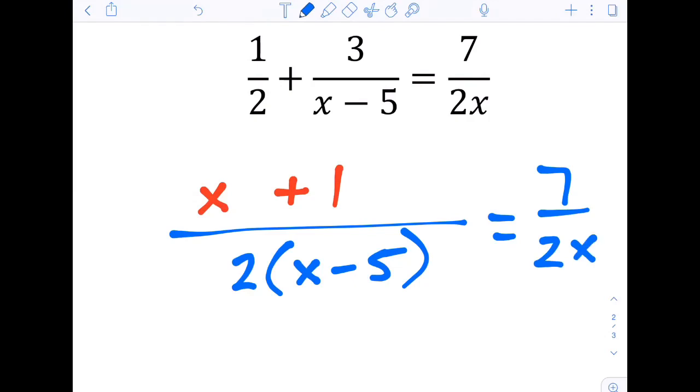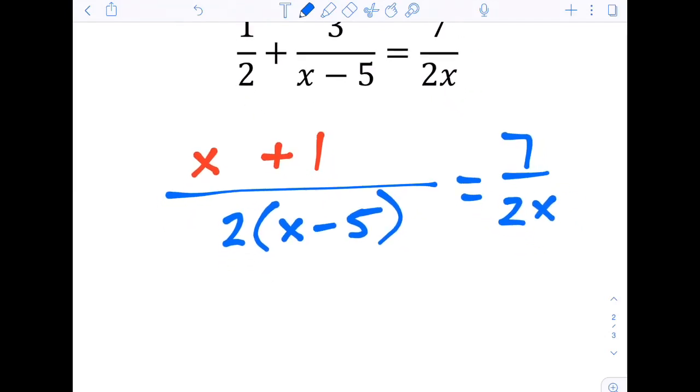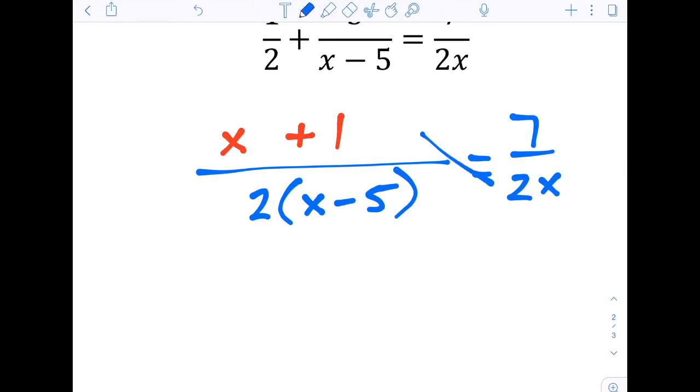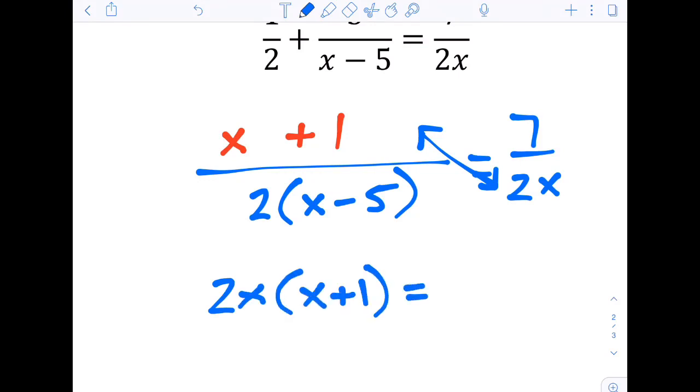Then I have a fraction on the left side and a fraction on the right side, so we can cross multiply. Remember, when you cross multiply, you take the bottom times the top. 2x times x plus 1, which is just 2x(x plus 1). Then we multiply 7 times the bottom, so 7 times 2 times (x minus 5). 7 times 2 is 14, times (x minus 5).